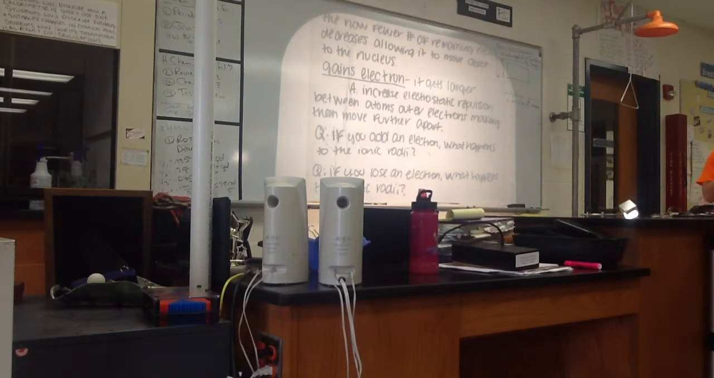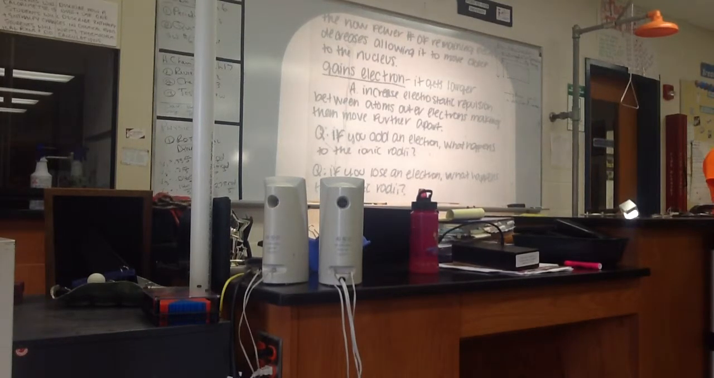All right, so question number 1. If you add an electron, what happens to the ionic radius? It gets bigger. And why is that, Jen? Because of the electrostatic repulsion, which says, hey, we have the same spins, or the same charge, I don't like you, go away. That's basically what it's saying.